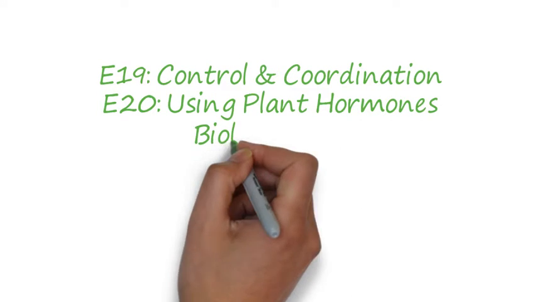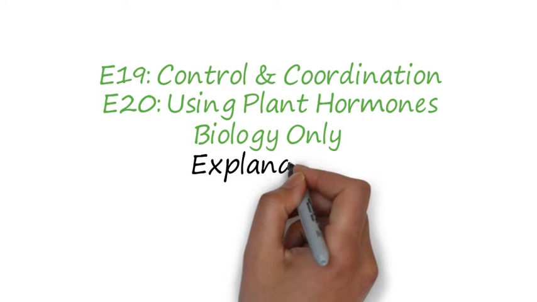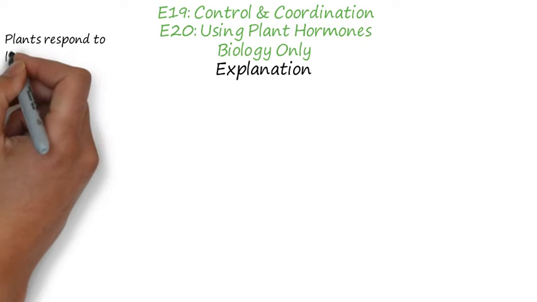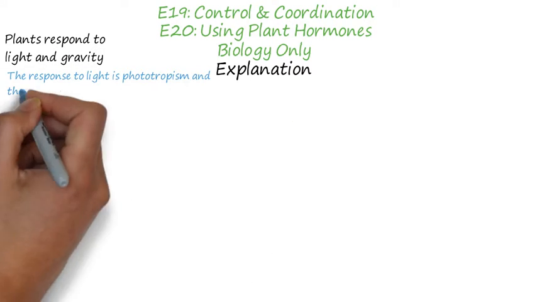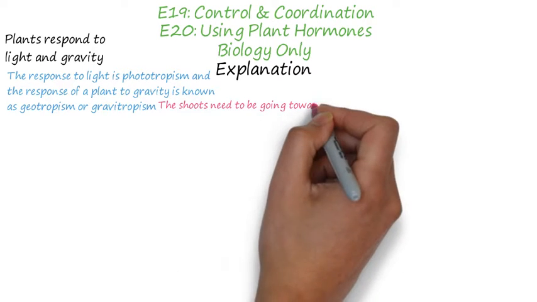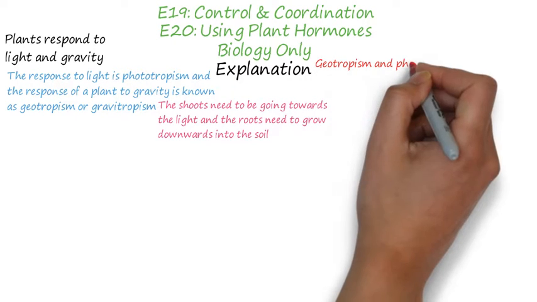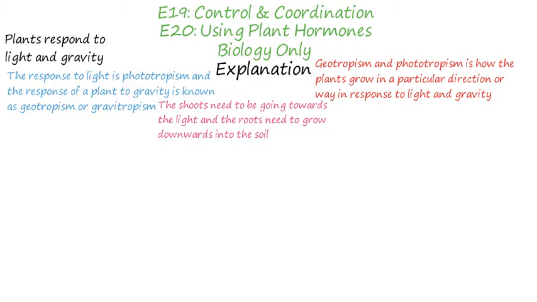Plants need to be able to coordinate and control responses, just like animals do. Plants respond to light and gravity. The response to light is phototropism, and the response to gravity is known as geotropism or gravitropism. These responses are really important in the growth of the plant, as the shoots need to be growing towards the light, and the roots need to grow downwards into the soil.